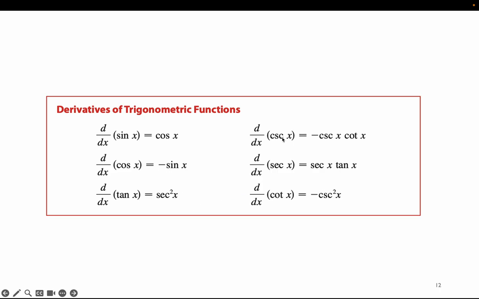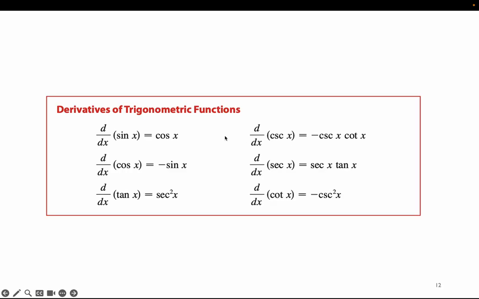To differentiate cosecant is negative cosecant cotangent. Differentiating secant is secant tangent. Differentiating cotangent is negative cosecant squared. Again, you do want to have these memorized. I noticed that exactly 3 of these are negative, and the other 3 are positive.